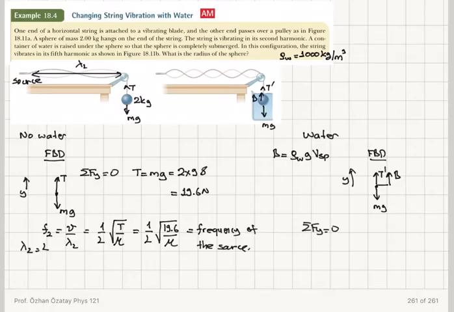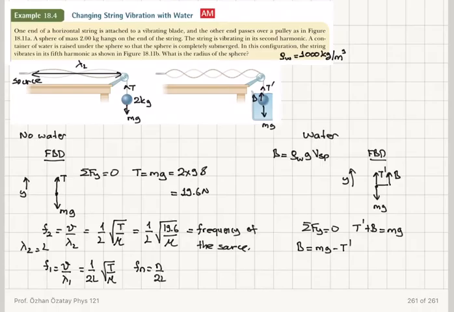And still I have equilibrium here, so the net force in y is 0. Therefore T prime plus the buoyant force is equal to mg. So the buoyant force will be given by mg minus T prime. Now I find that it's oscillating in its fifth harmonic. Therefore, the first one will have V divided by lambda 1, which is 1 over 2L square root of T over mu.